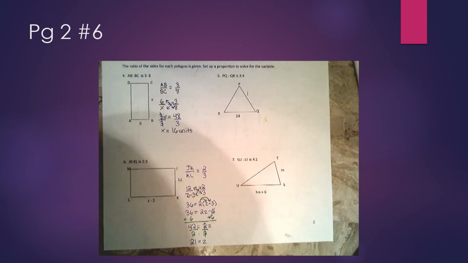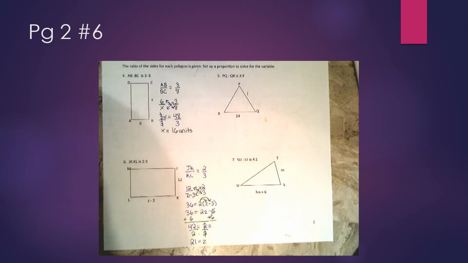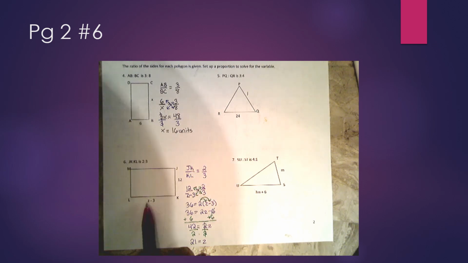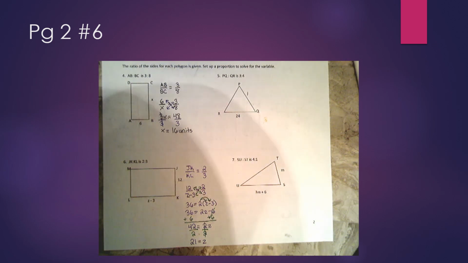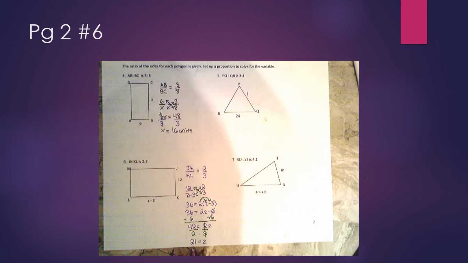Now, just make sure you read the directions. In this one, it says set up a proportion to solve for the variable. So it only says solve for the variable, so I don't actually have to plug this back in. If it said to solve for the side length, I would have to plug it back in. So just make sure that you're reading the directions. But for this problem, since we only had to solve for the variable, our answer would be 21 equals Z.